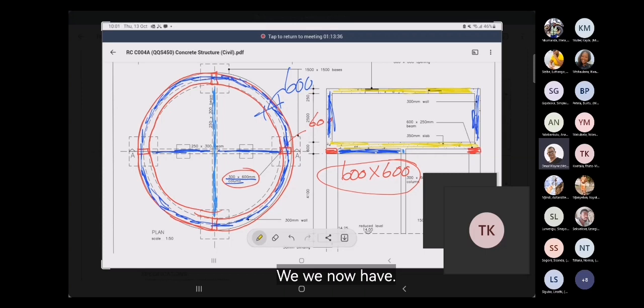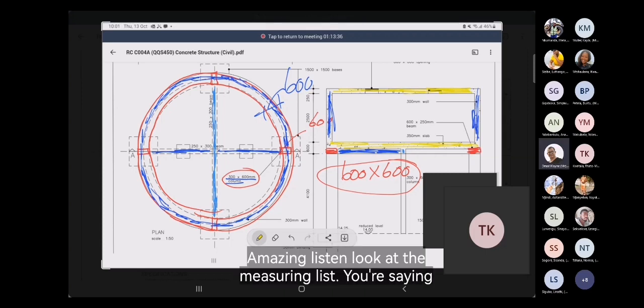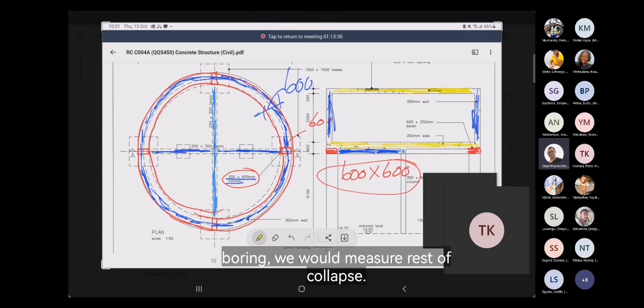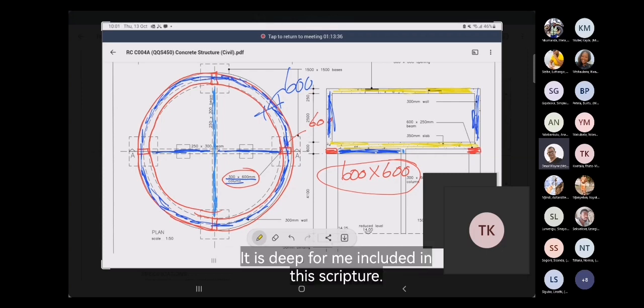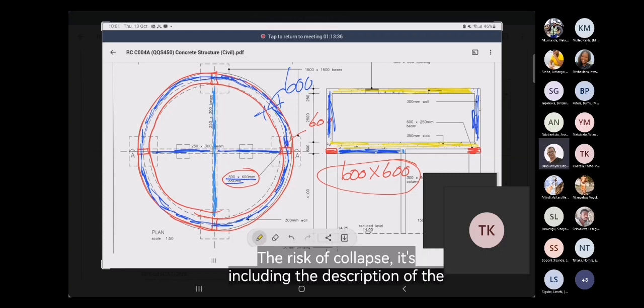We now have a measuring list. So look at the measuring list. We're saying that we will excavate in earth for the bases. Extra over. But we may remember what we say about excavation. In building, we would measure risk of collapse to the sides of my excavation. So what do we say? It is given to be included in the description. The risk of collapse is included in the description.